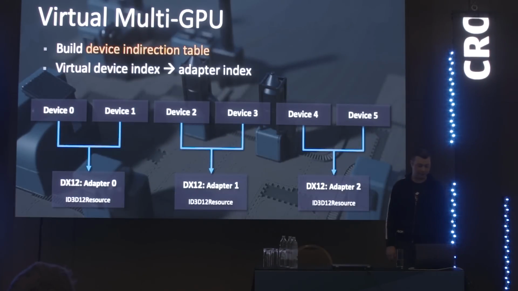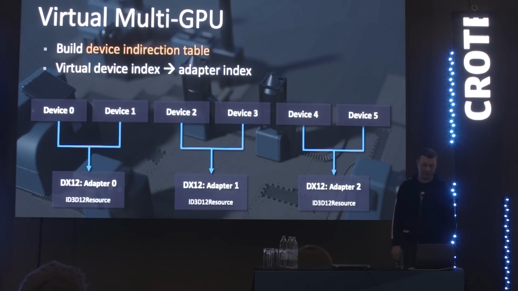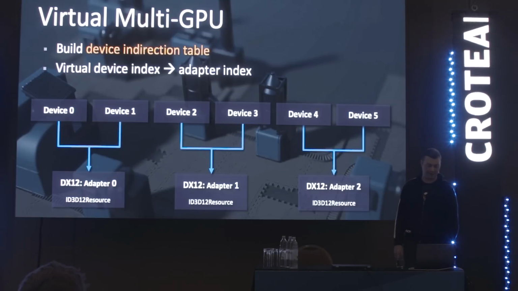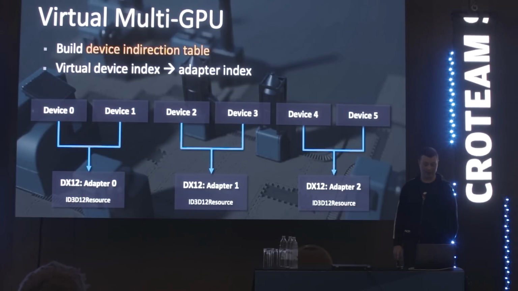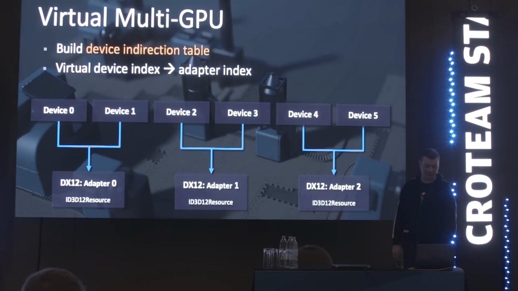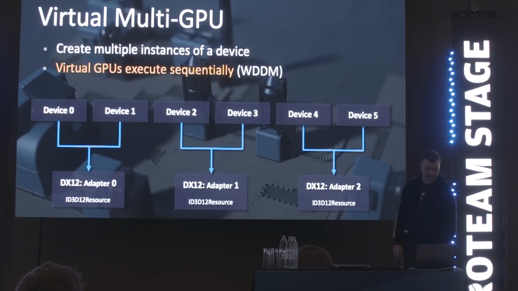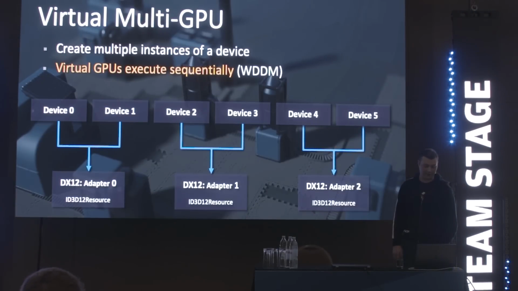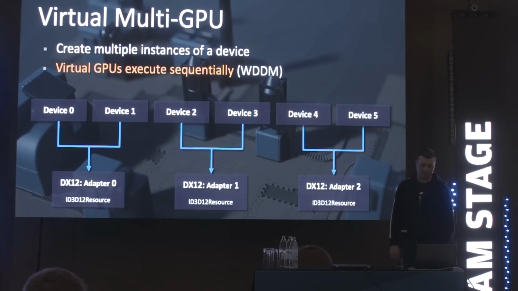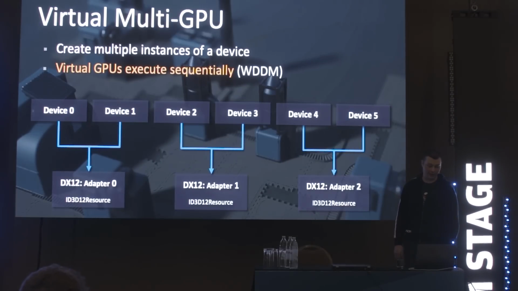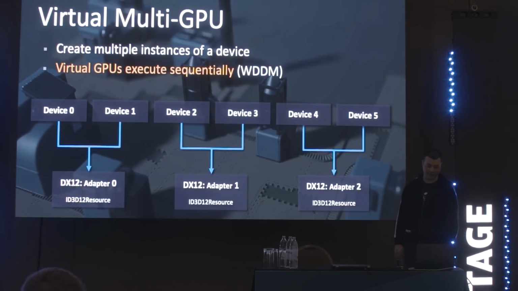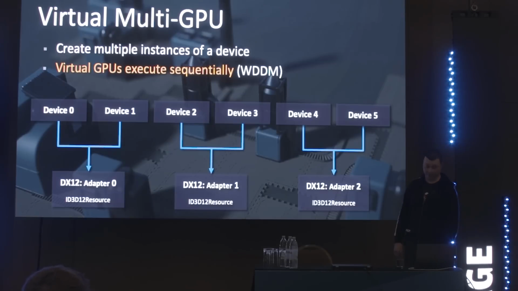Our solution was to build a device indirection table. We enumerate available device adapters, and based on a setting specifying how many copies of a device are desired, we redirect our own virtual device indices to actual adapter indices. We do this by creating multiple instances of a given device. Similar to multiple applications sharing a GPU, the OS, such as WDDM on Windows 10, will execute multiple instances of a device sequentially.